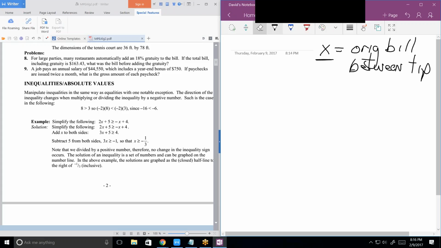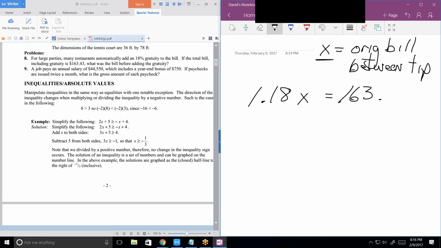If x is my original bill, so x, I'm going to take my original bill and multiply it by 1.18 times x, and that's going to equal my final bill. Okay. Now it's an easy algebra problem. Now what's the next line?